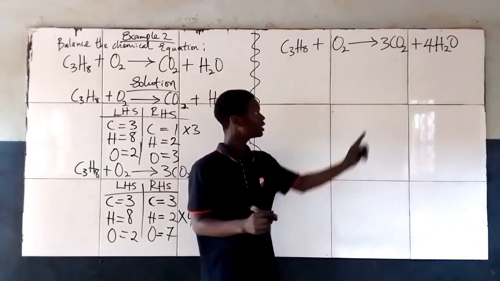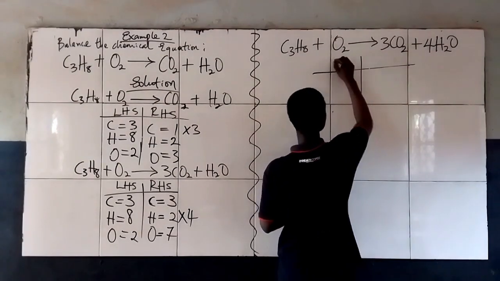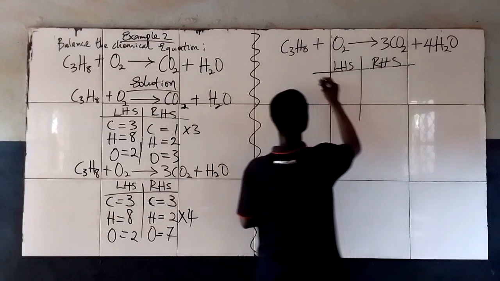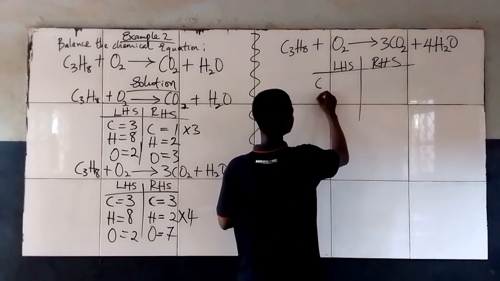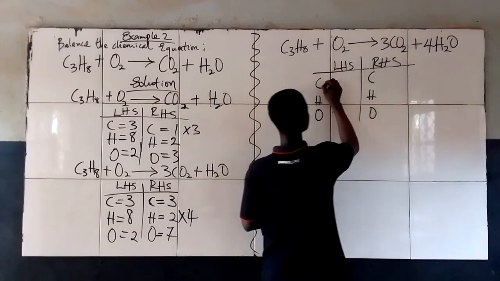So what will I do here? I'll take another atomic count. Let's see what we now have. Atomic count. Left hand side, right hand side. So following the same pattern, don't alter it. Maintain the pattern: C, H, O. So let's count now.